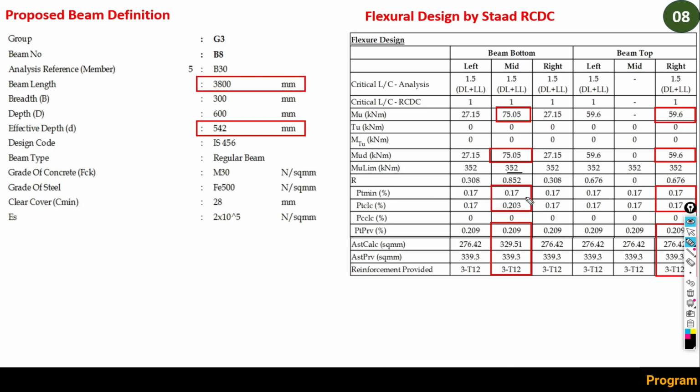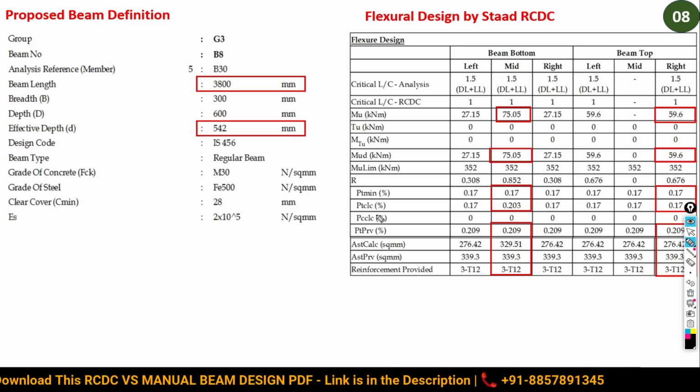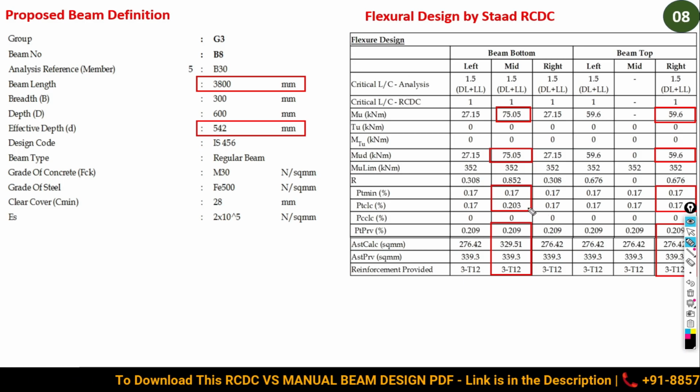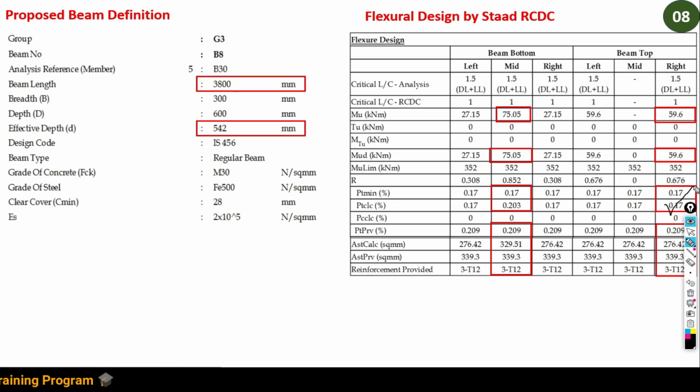Now, the minimum reinforcement percentage we have defined as 0.17% over the span of the beam. Now, based on this moment, to resist this much moment, the percentage of reinforcement required is 0.203. Whether it is right or wrong, we will see later on. Now at the end, minimum reinforcement is required actually, because moment is very less. Next, the provided percentage of reinforcement is 0.209.